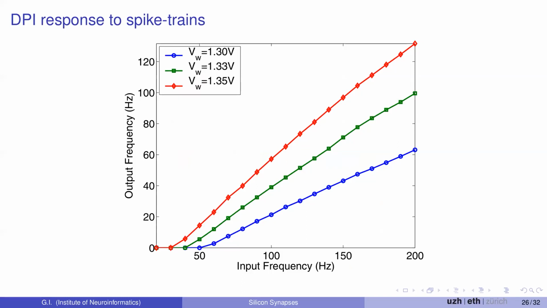So for those of you that were acquainted with ReLUs and backprop and artificial neural networks, you can see at some point it will saturate when we reach 200 hertz. So at that level, it will be a sigmoid. But in this region here, it works very much like a ReLU, rectified linear unit, which is sort of the workhorse of all of the artificial neural networks. And by changing the weight, you change the slope of the ReLU.